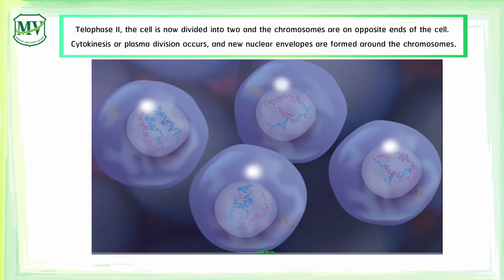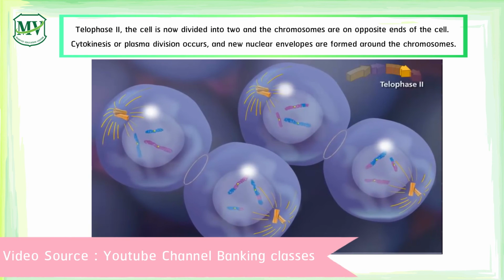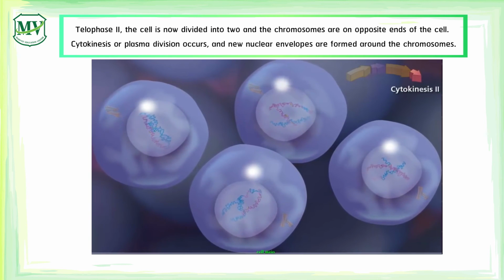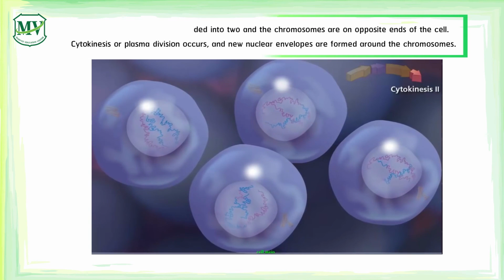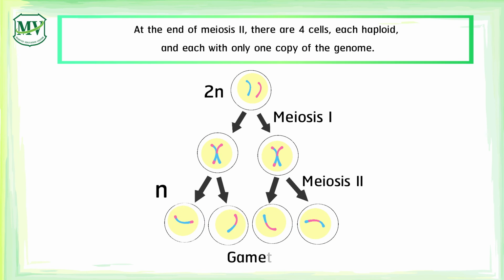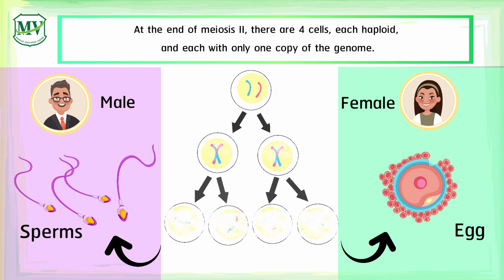As in telophase 1, the cell is now divided into two, and the chromosomes are on opposite ends of the cell. Cytokinesis, or plasma membrane division, occurs, and new nuclear envelopes are formed around the chromosomes. At the end of meiosis 2, there are 4 cells, each haploid, and each with only one copy of the genome. These cells can now develop into gametes, eggs in females, and sperm in males.